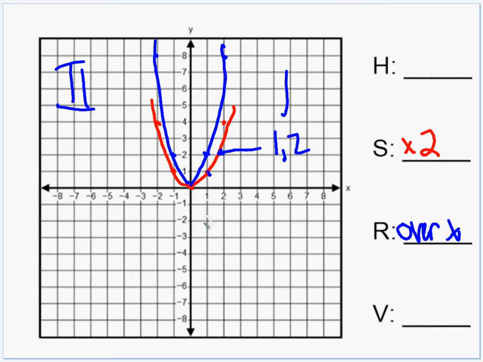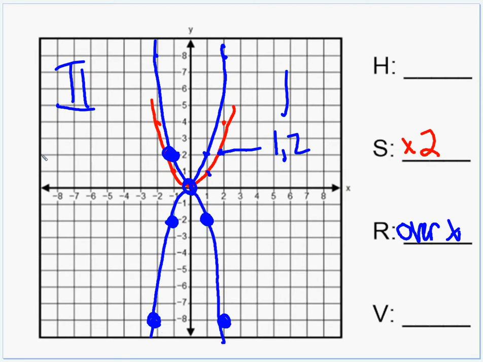This point over here was negative 1, 2. Well, now it's going to be negative 1, negative 2. The vertex will stay the same. And what is another point we had up here? Oh, 2, 8. So we're going to go 2, negative 8. All our y values have changed sign. So now the parabola opens down. There we go. That's a nice graph.